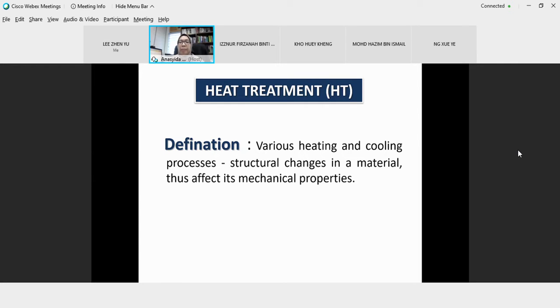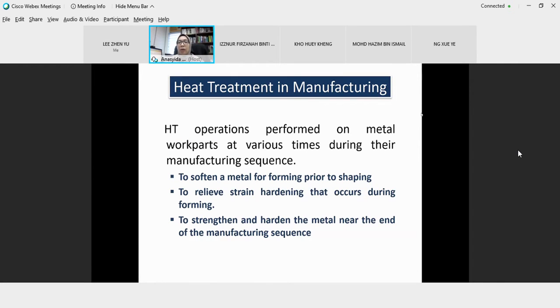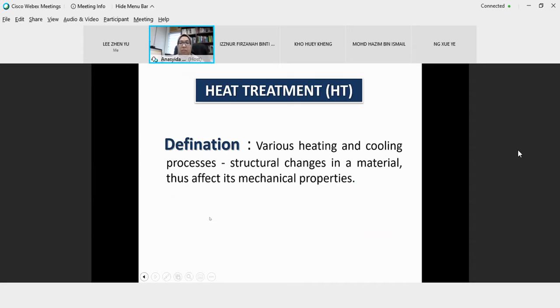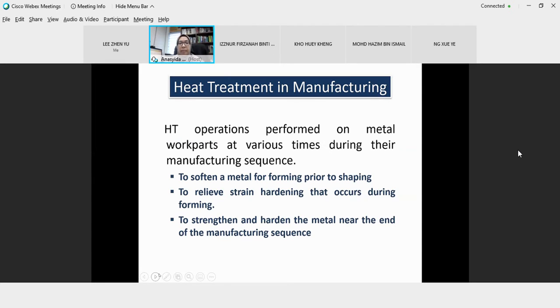I won't go one by one, because we have also covered this in a lab. So these are some of the objectives of heat treatment: to soften a metal for forming. This is prior to shaping, meaning that you're going to make this specimen become ductile.